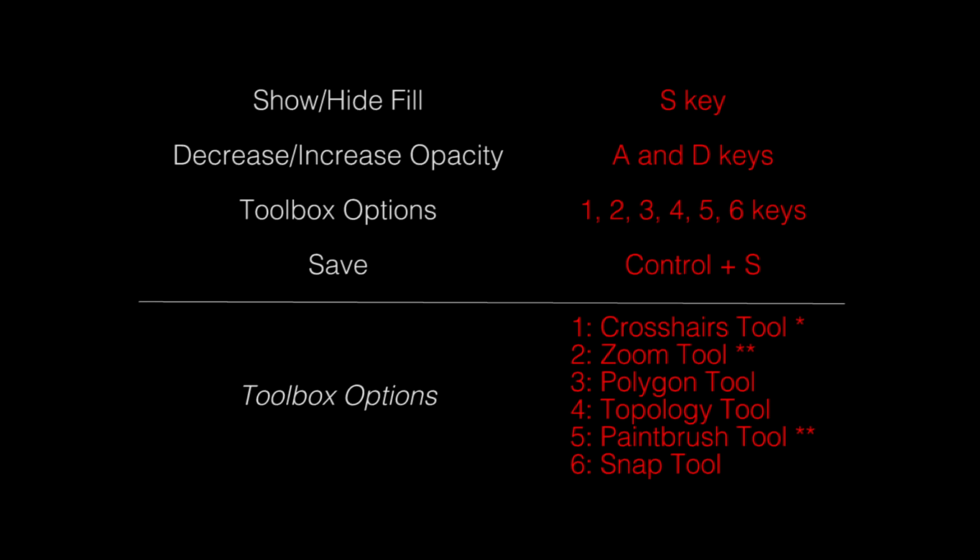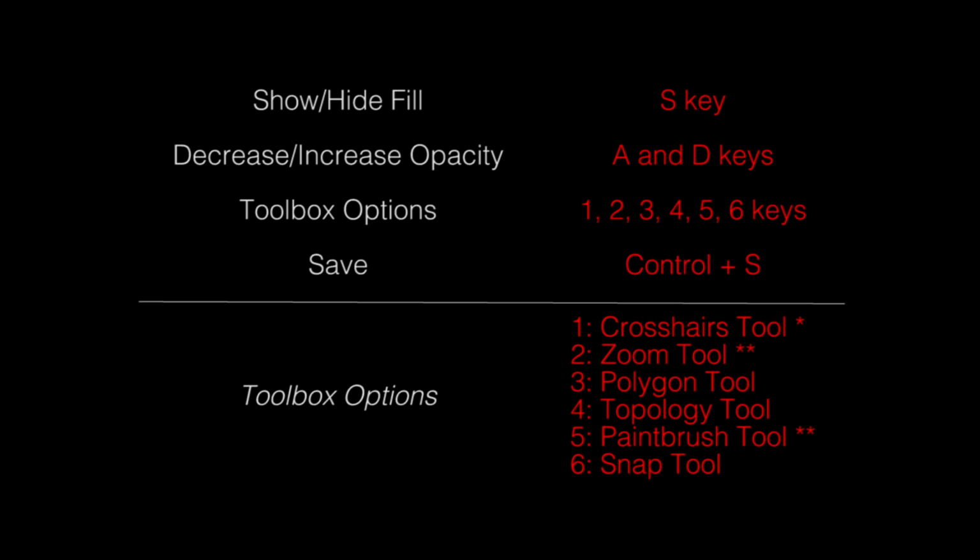Alright, so to summarize, we have the S key, which is to show and hide what you filled in. You have the A and D keys, which are decrease and increase opacity. You have all the toolbox options, 1, 2, 3, 4, 5, 6, and also save, which is Control S. So I've also listed a summary of what each toolbox option does.